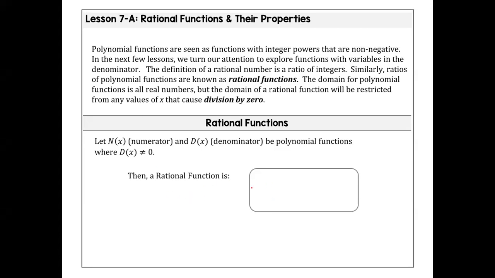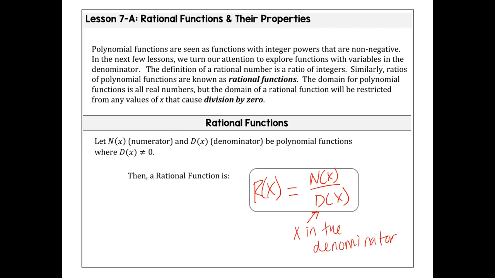So when we have rational functions, we're going to call it R of X, which equals a polynomial in the numerator and a polynomial in the denominator. That's what makes it rational. What makes it rational mainly is that you now have an X in the denominator. Does that ring some bells? Yes. Okay. An X in the denominator now turns it into a rational function for the most part.